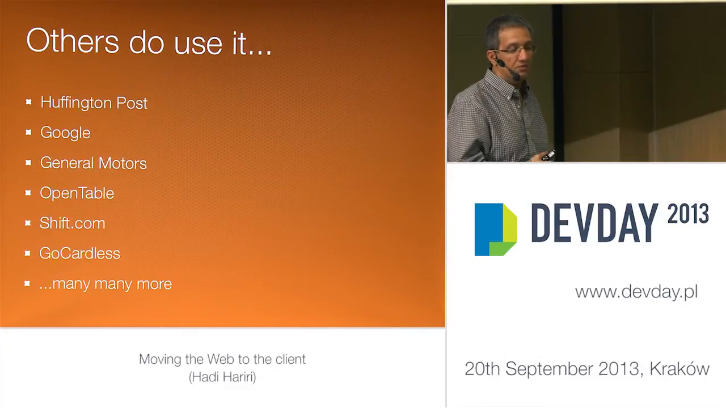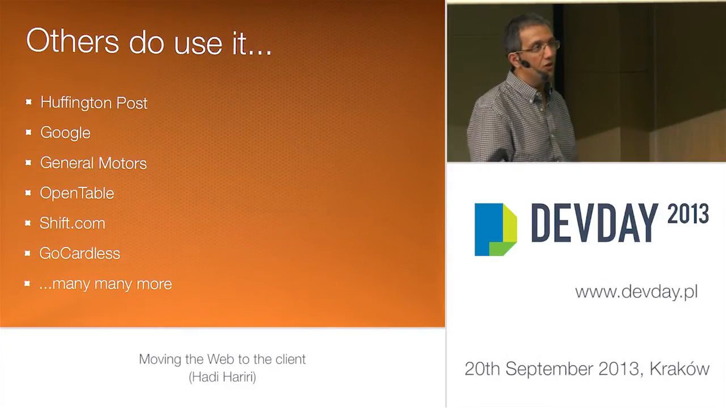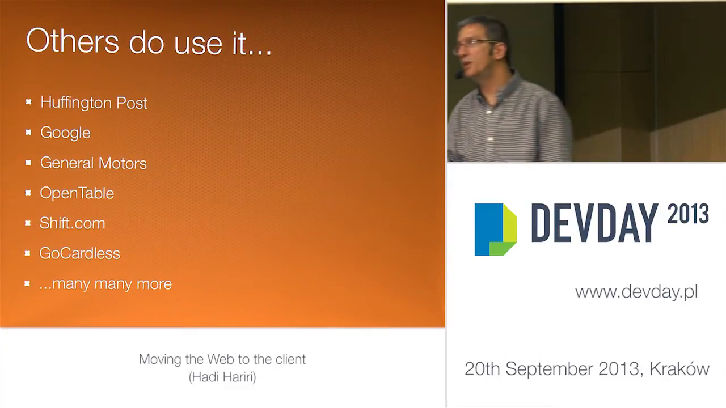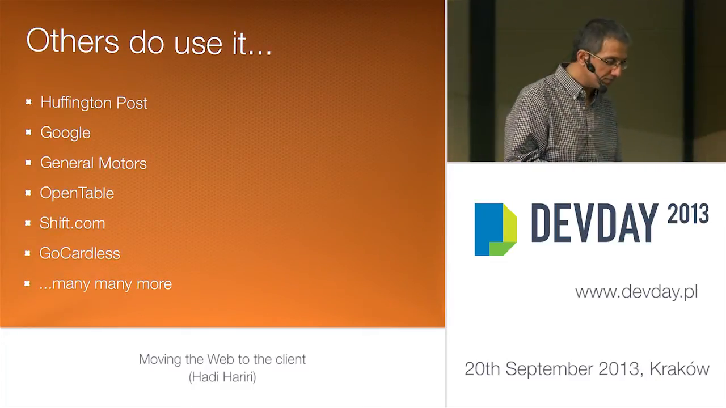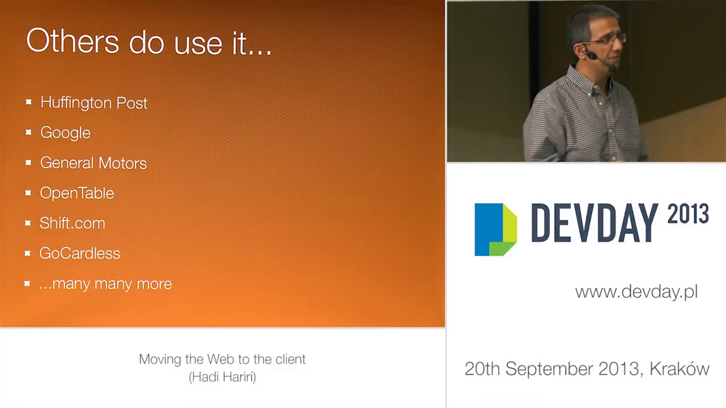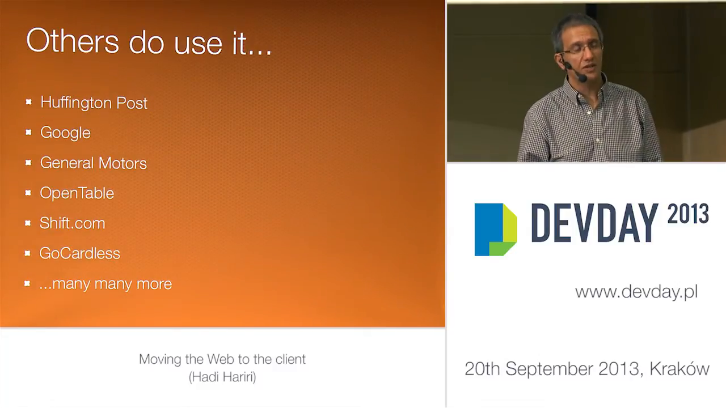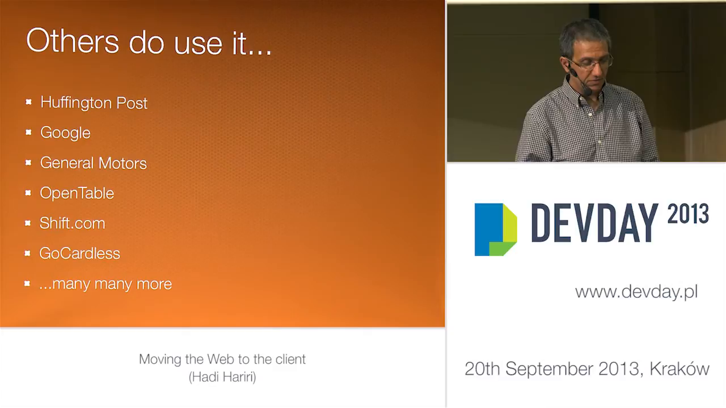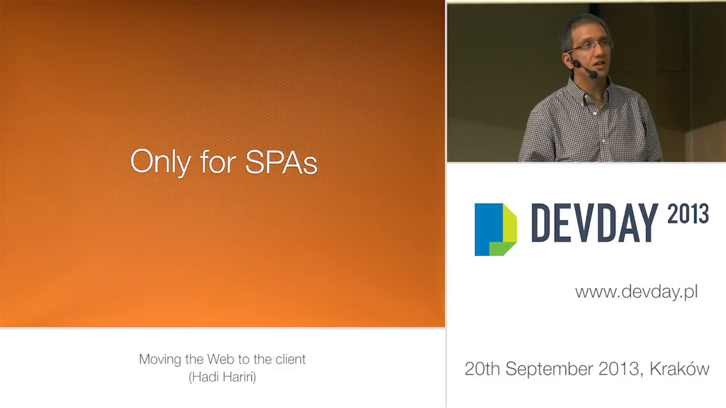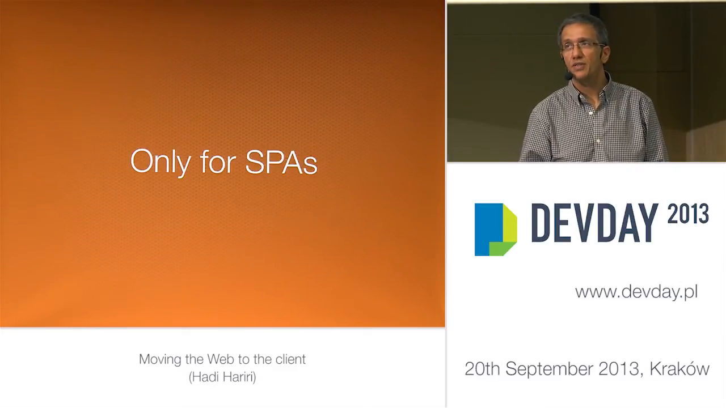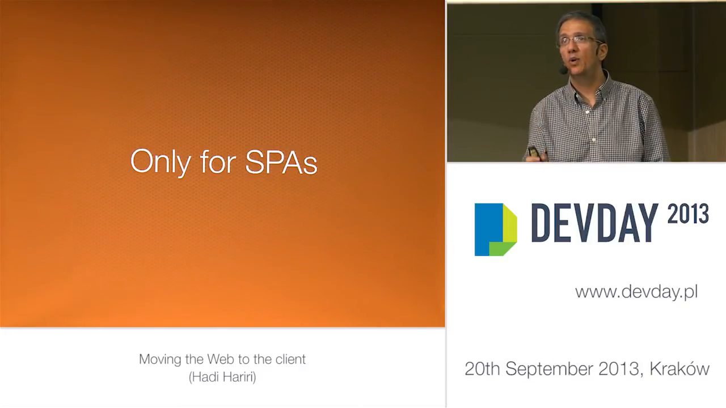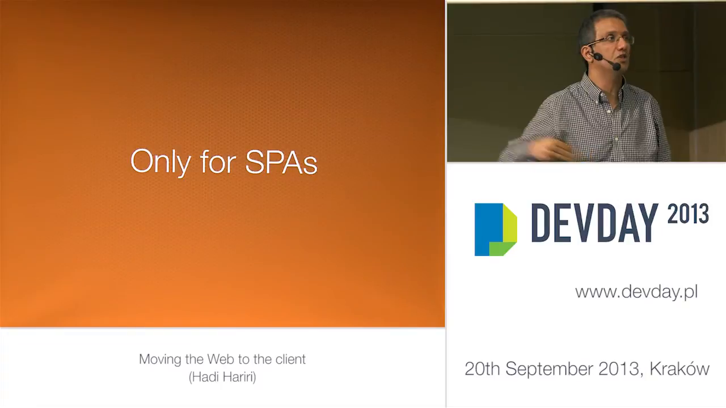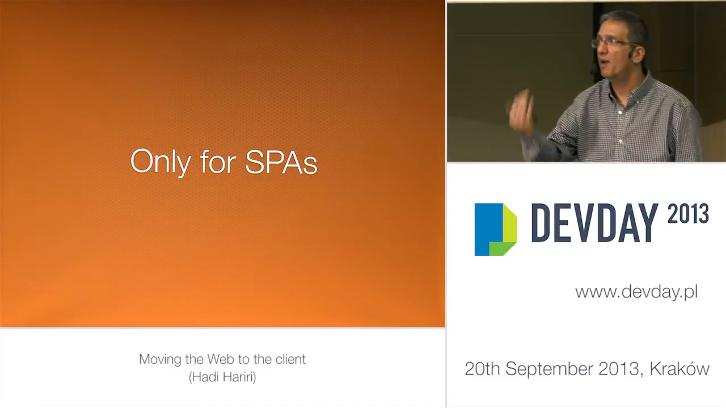Huffington Post, Google, General Motors, OpenTable, Shift.com, all of these companies, and if you go to Built with AngularJS, you can see a whole list of companies that are actually using this. And for the vast majority of applications that we are building, this is pretty much what you need. It's not only for single-page applications. The only thing that makes it single-page is that ng-view that I added, which then gives you the client-side routing, which then allows you to provide partial templates.